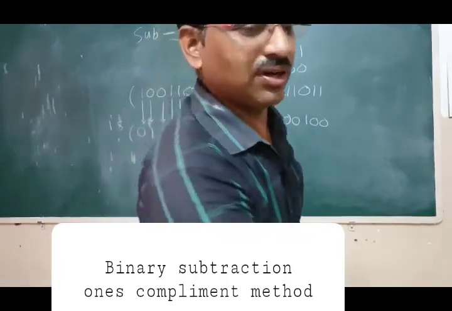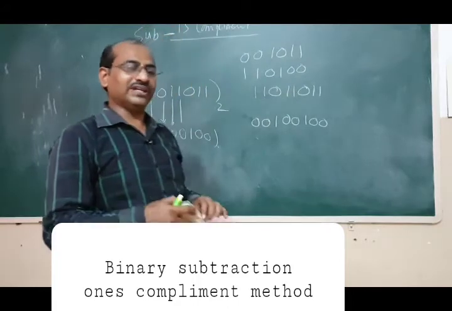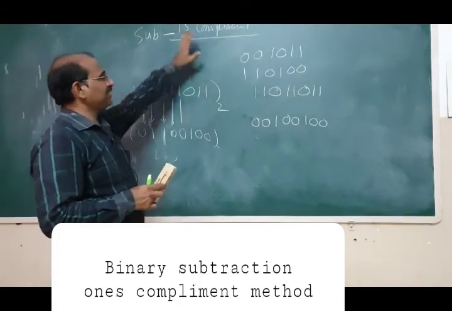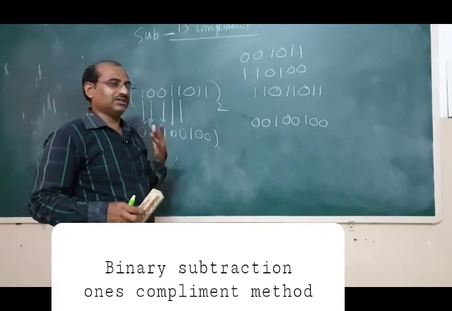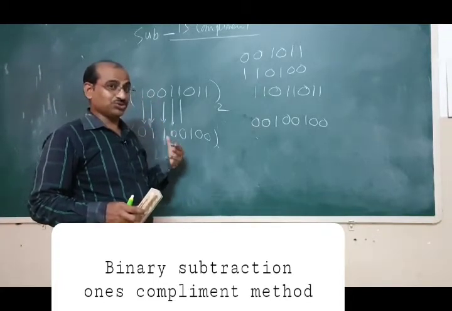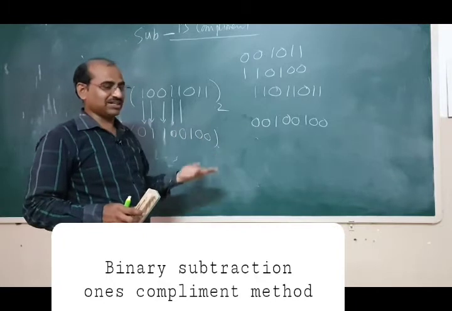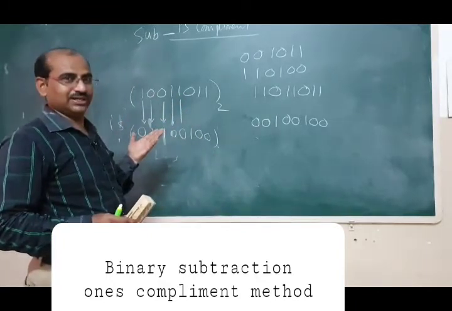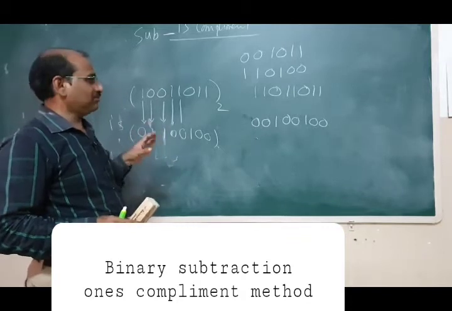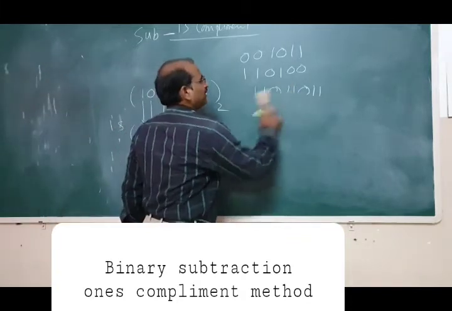So, the complement of a binary number is very easy. This is how we write ones complement. Actual subtraction we do using twos complement, that we will discuss in the next class, but now we will discuss ones complement, and finally you have to use twos complement.